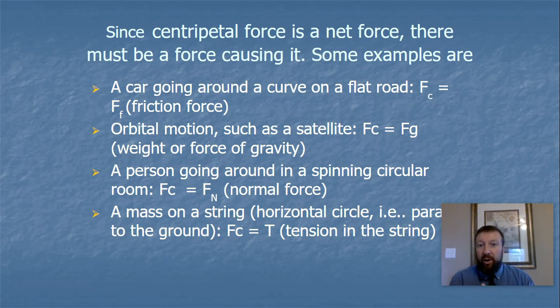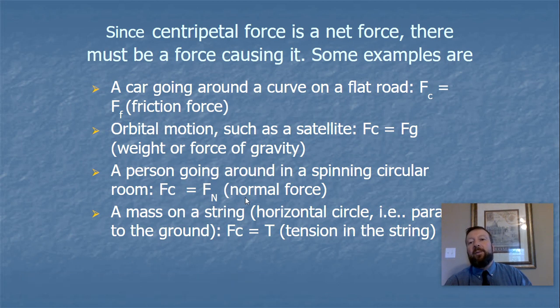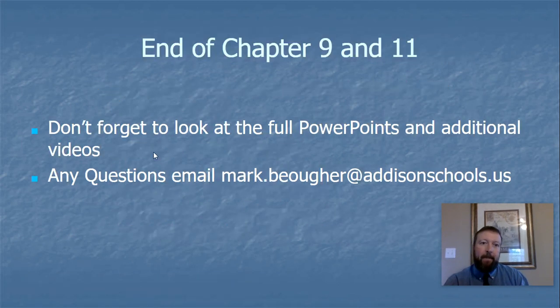Car going around a curve, it's going to be the friction that's causing it, still the force. Orbital motion, what's making an object go in orbit is the force is going to be gravity, but that would be considered your centripetal force. A circular room, such as a carnival ride, we'd call that just the normal force holding you in. And then the mass on a string, if you were that can on a string as you spin it around, it would be the tension that would be considered your centripetal force. They're all just different ways of saying centripetal force.